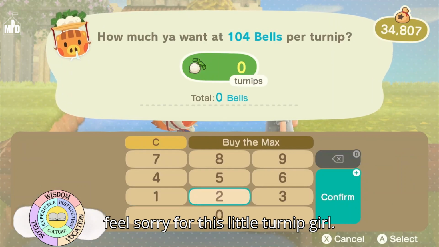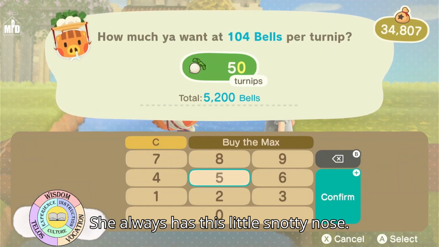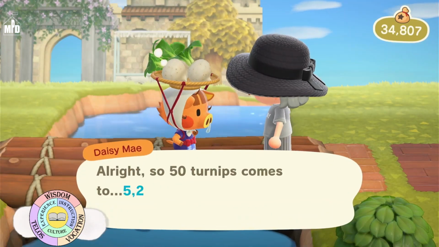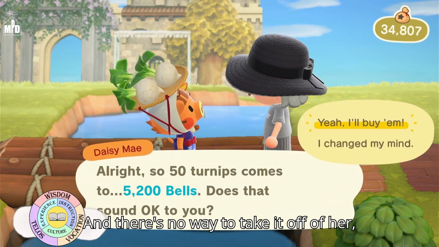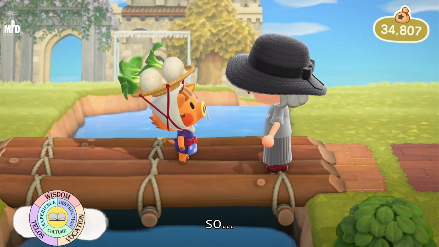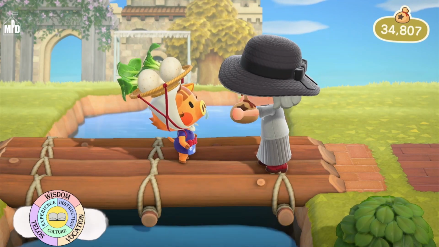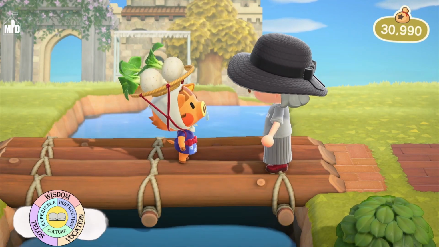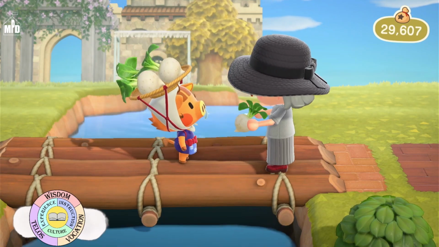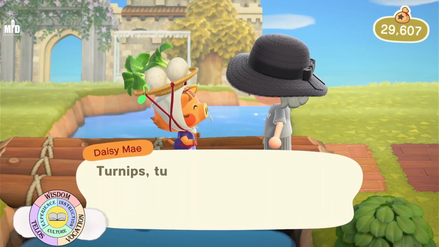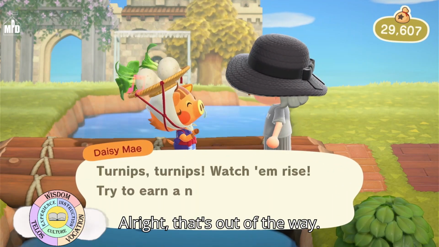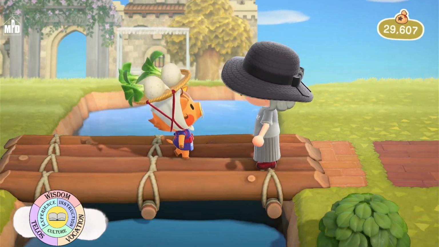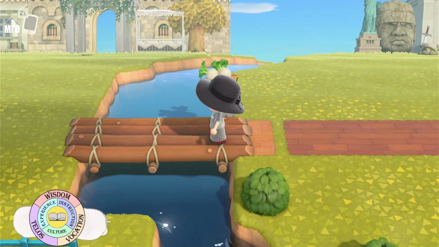Feel sorry for this little turnip girl. She always has this little snotty nose. And there's no way to take it off of her, so. Yeah. All right, that's out of the way.